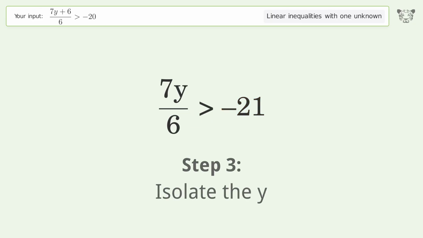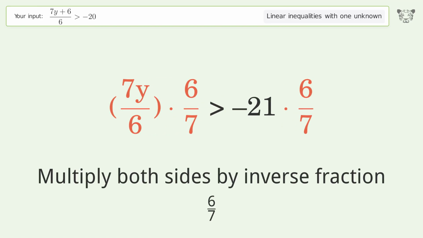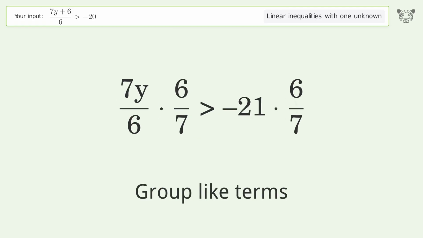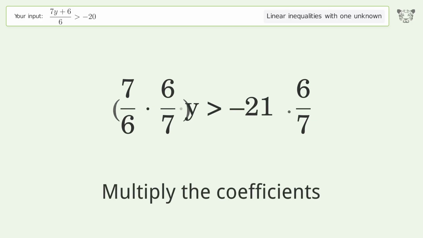Isolate the y. Multiply both sides by inverse fraction 6/7. Group like terms. Multiply the coefficients.